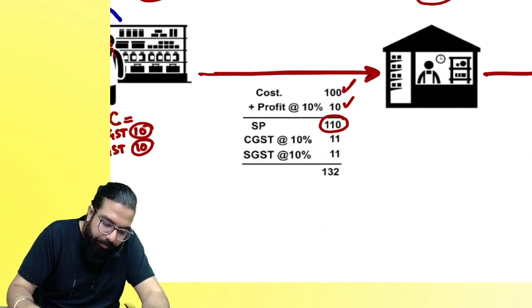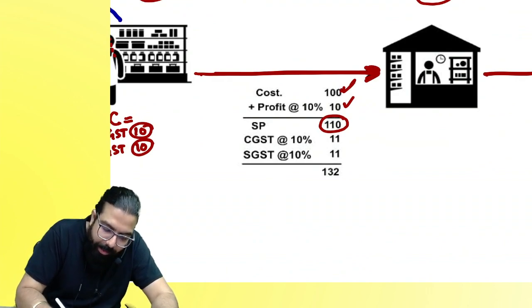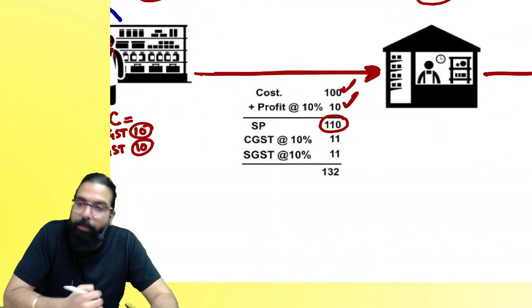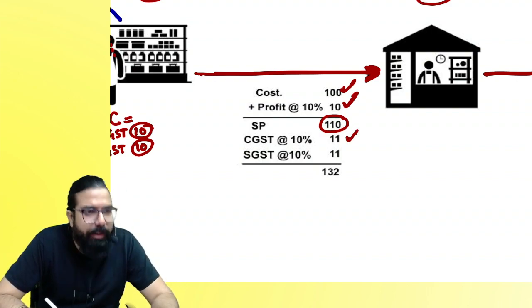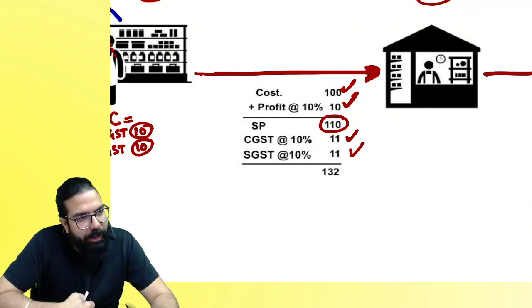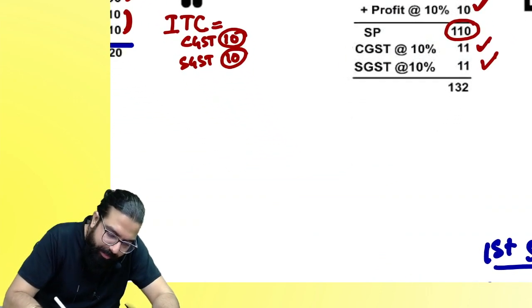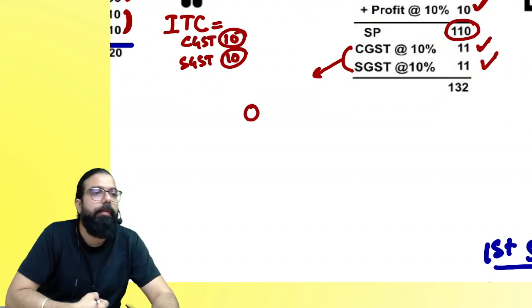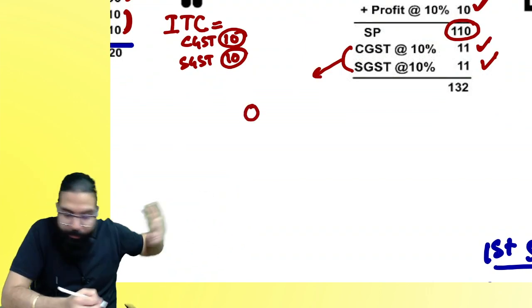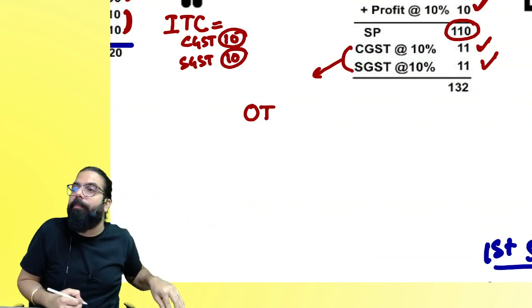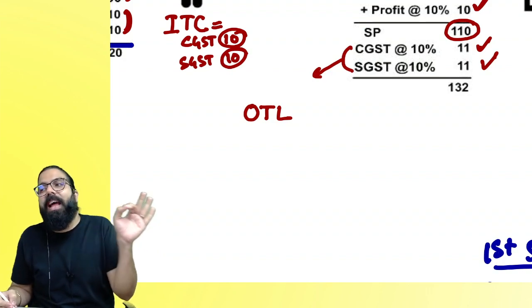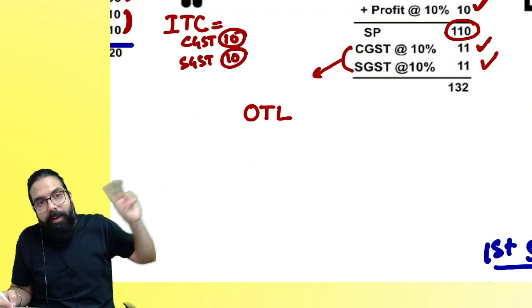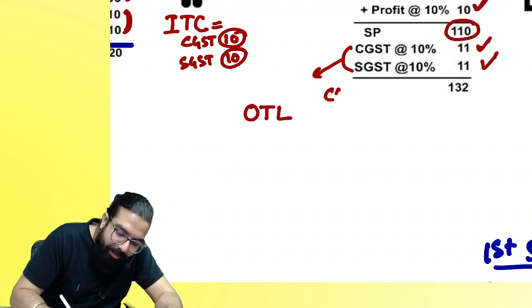Now, sir, he sold it further. At 100 rupees was his cost. He made a profit of 10 rupees. Baba, you are able to imagine a shopkeeper. He is selling with GST, CGST and SGST 10%, 10%. Can you tell me this GST is known as what? Output. Baba, output means my sales. On that, whatever tax I collect is my liability. So it is known as OTL, output tax liability. What is it? Output tax liability. How much is my output tax liability? CGST and SGST? 11 and 11.